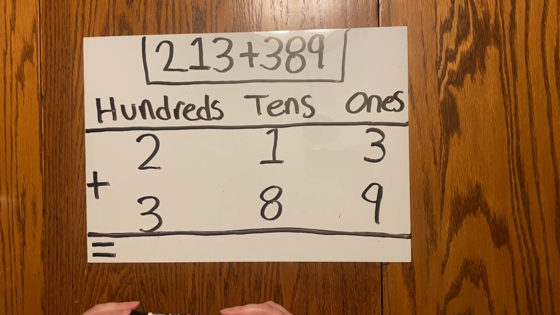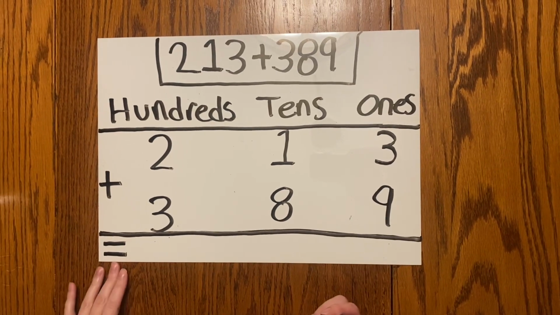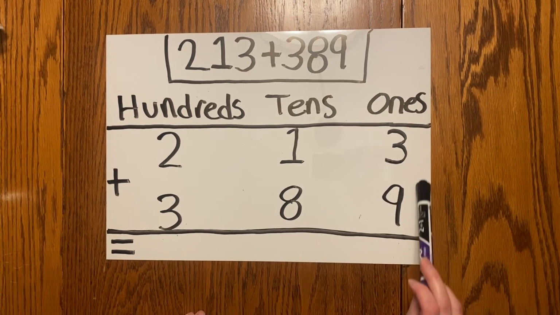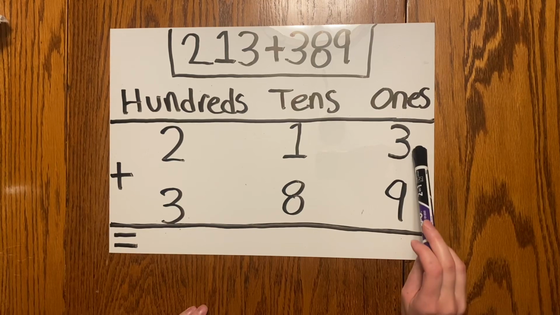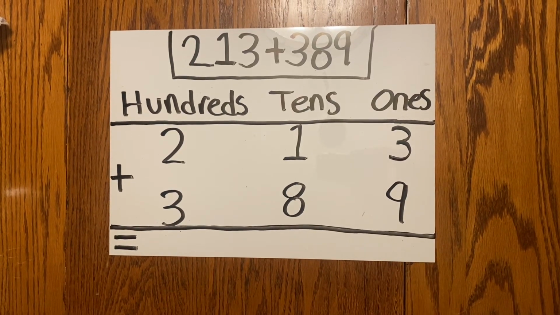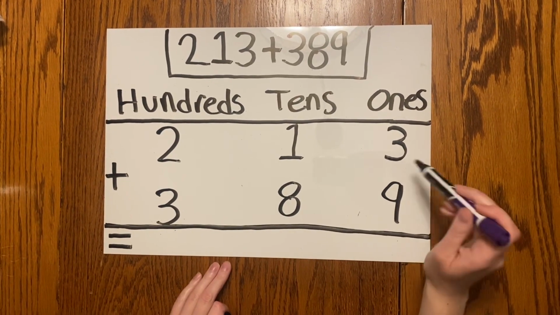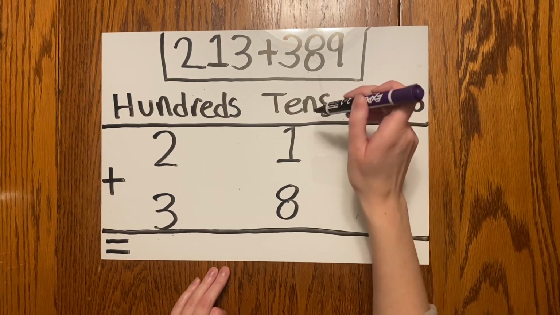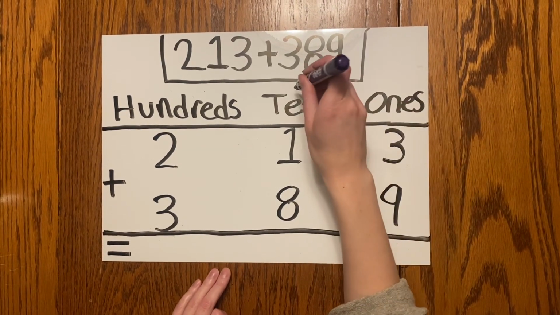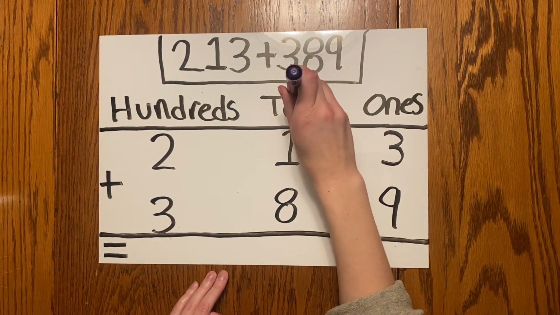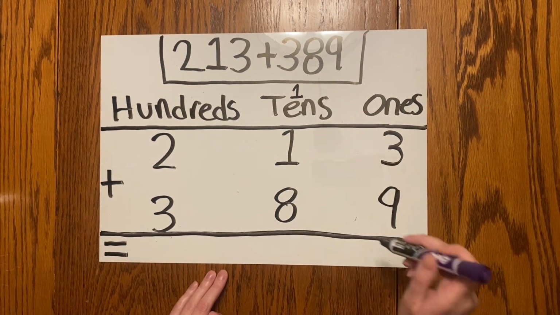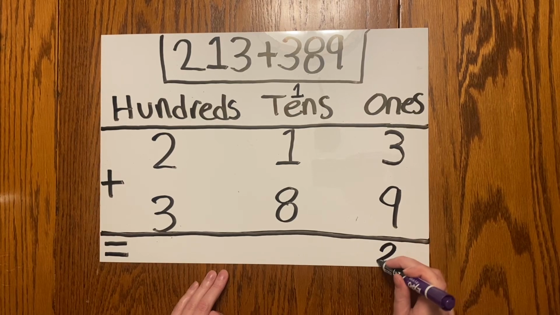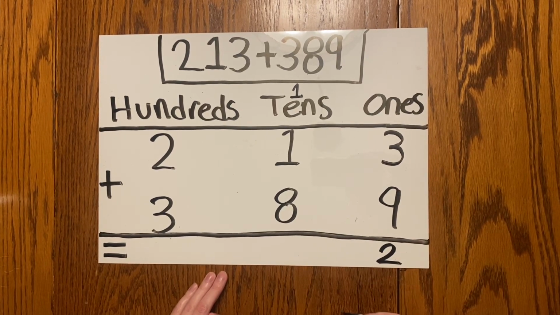Lastly, we're going to show the equation now in its symbolic form. So starting with the ones, we are going to look at 3 plus 9, that gives us 12. So we can take 10 out of our 12 ones and move it to the tens column. So we're going to trade 10 ones for 1 ten. Now that we've carried 10 over, we're only left with 2 in the ones column.